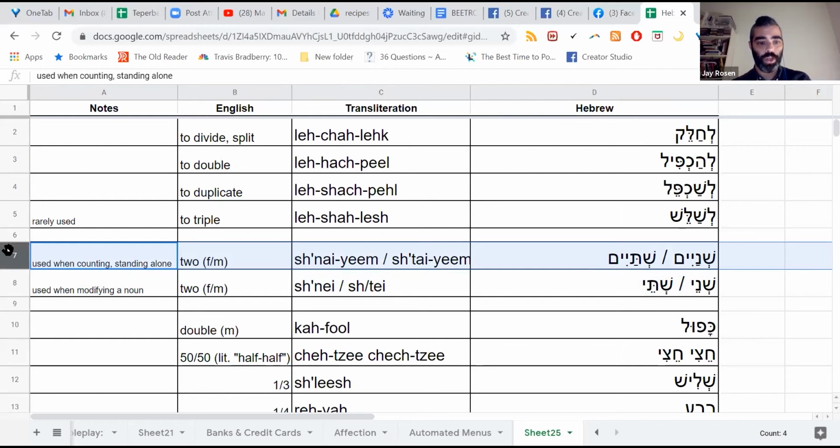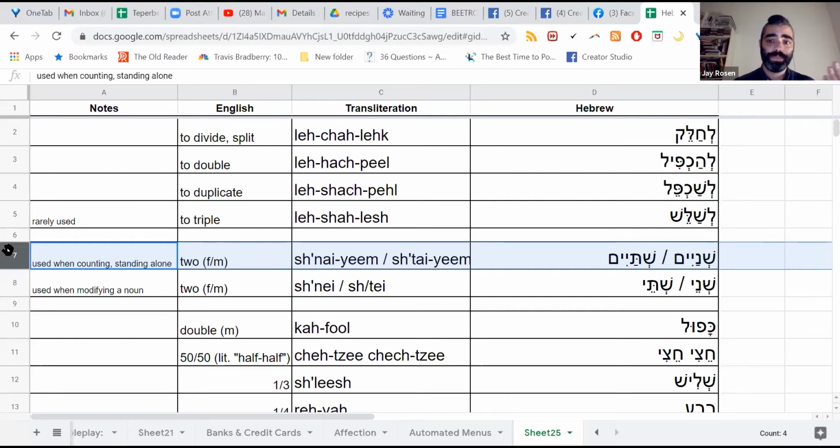Shnaim and shtaim are when you're counting, or when all you need is the word for 2. It's not referring to anything, or you're answering a question with the number 2, right? Then it's shnaim or shtaim, depending on gender. If you're modifying something, so I'm not just saying, for example, if I was asked, Kama machshavim yesh lecha? How many computers do you have?